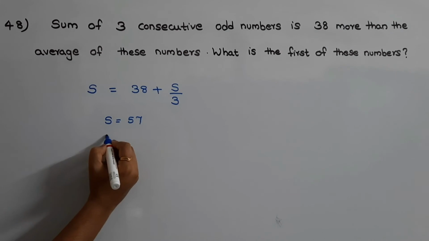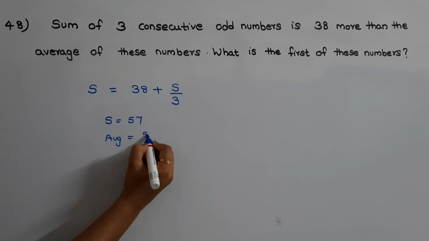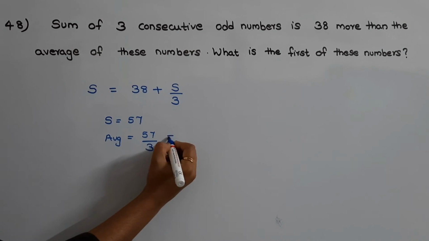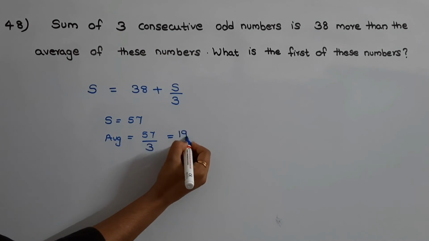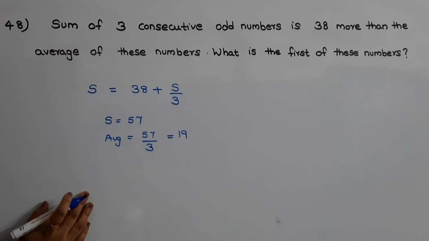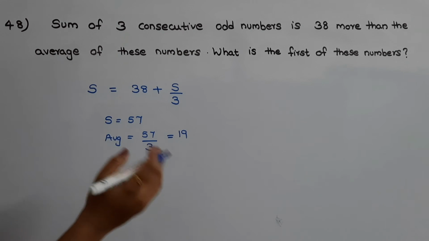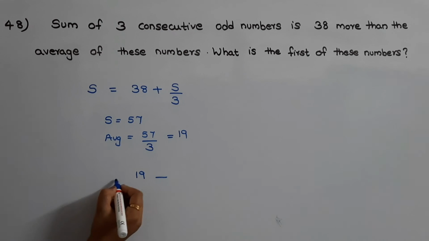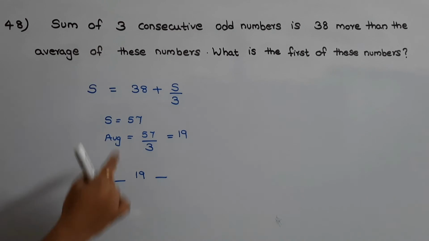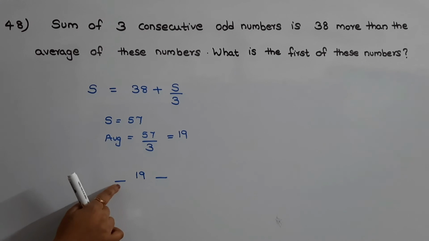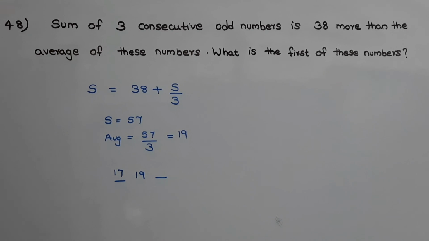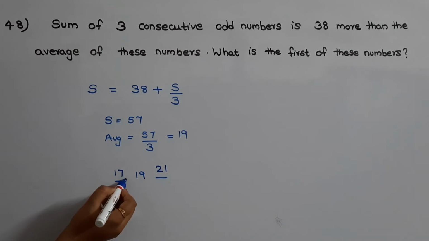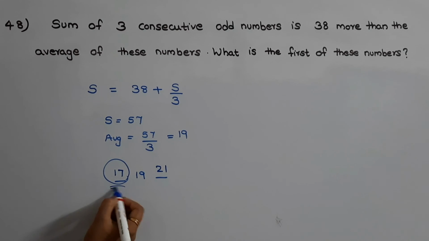If sum is 57, what will be the average? Average is equal to sum of observations by number of observations. Here number of observations is 3. So the average of these 3 consecutive numbers will be 19. We know that average of consecutive numbers is the middle number. So the middle number is 19. So what will be the other 2 numbers? These are consecutive odd numbers. So this number will be 17, and this will be 21. They are asking us to find out the first of these numbers. So the first number is 17. So this is the answer.